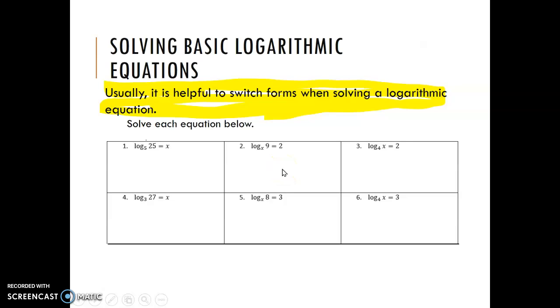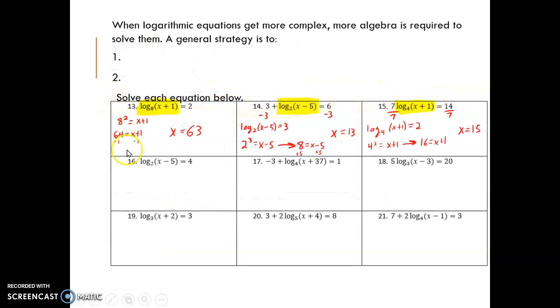All right. So in your notes, we are now on page 61. Usually it is helpful to switch forms when solving logarithmic equations. So that is at the top of page 61. Go ahead and do these problems. If you need help, here are some examples of the harder logarithms at the bottom of page 61. So you're going to want to fill in the ones above.